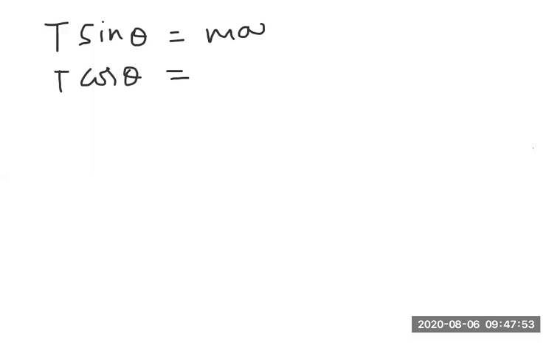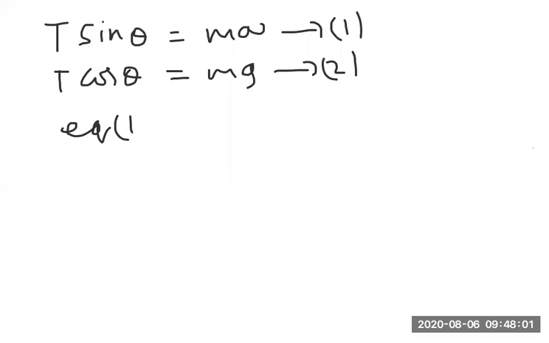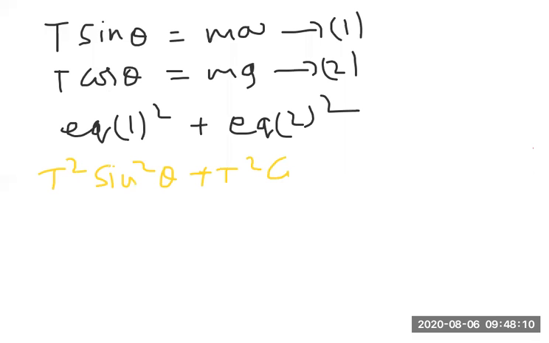Okay sir, fine. Any other information can we get from here? Just now we wrote T sin theta is equal to MA, and T cos theta is equal to MG. Suppose you are squaring and adding the two equations. Let me take this as equation 1 and equation 2. Equation 1 square plus equation 2 square means T square sin square theta plus T square cos square theta is equal to M square A square plus M square G square. So from here I can take T square common.